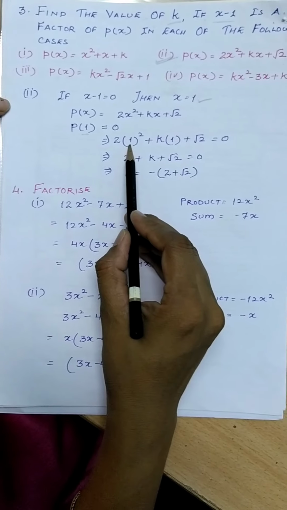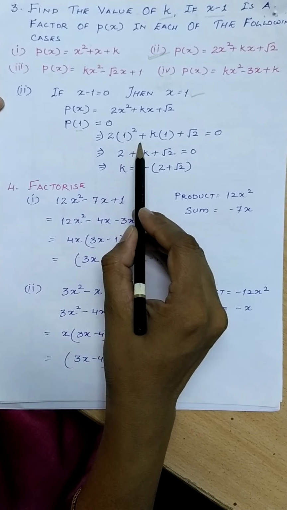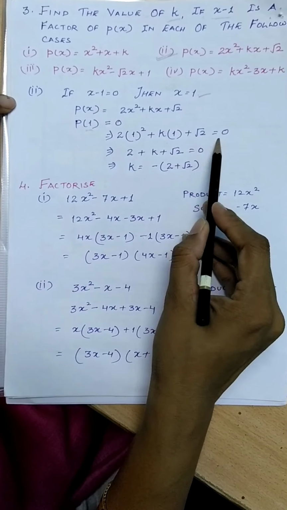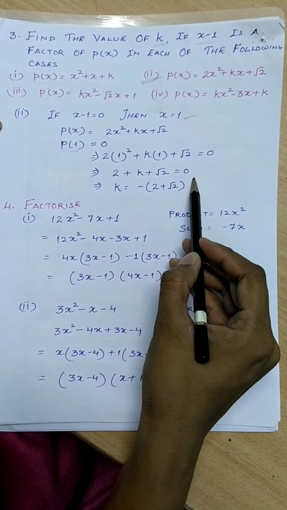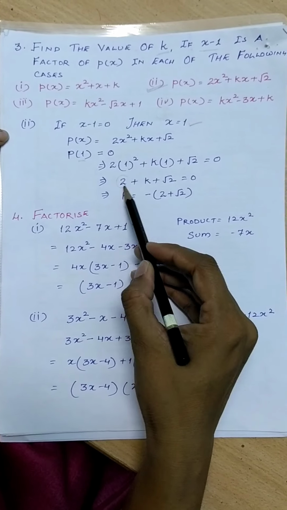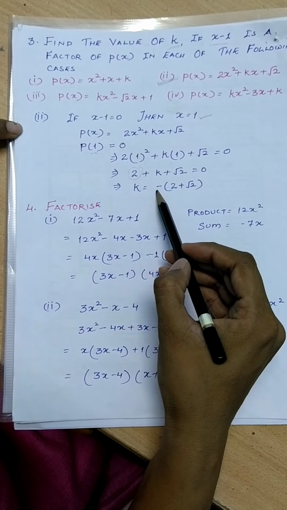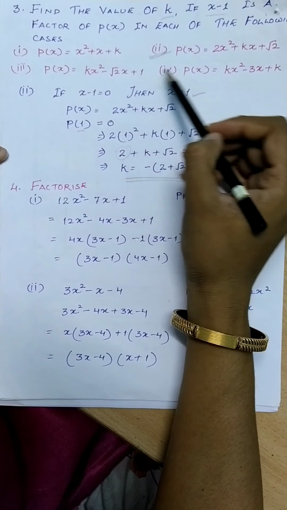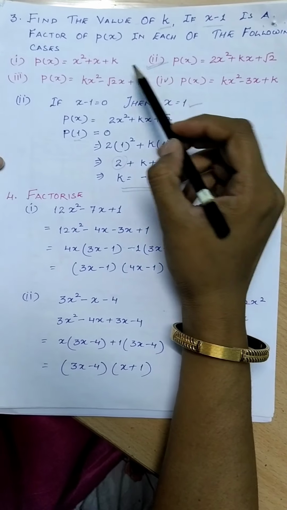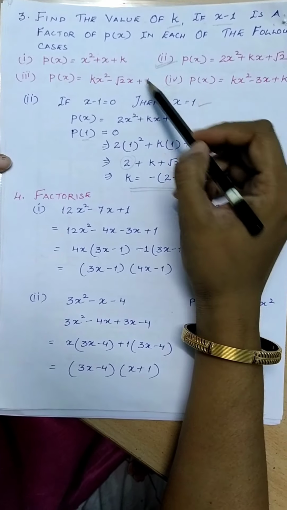So in place of x I am putting 1 now. So 2(1 square) plus k(1) plus root 2 equals 0. This is 2 only, this is k plus root 2 equals 0. If I shift 2 and root 2 to that side, the minus sign will come, and this is the value of k. Now the rest of this question you can solve yourself. Simply you have to find the value of k in each and every part.